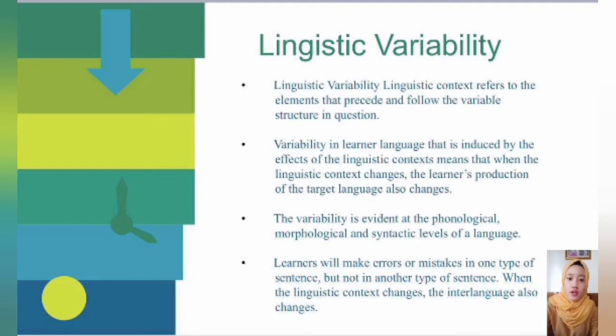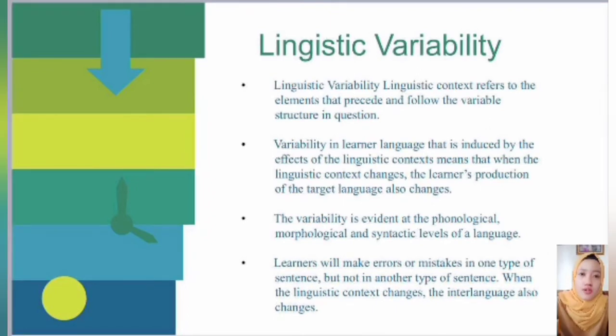The variability is evident at the phonological, morphological, and syntactic levels of a language. Learners will make errors or mistakes in one type of sentence, but not in another type of sentence. When the linguistic context changes, the interlanguage also changes. Linguistic variation is central to the study of language use. In fact, it is impossible to study the form of language use in natural text without the problem of linguistic variability.